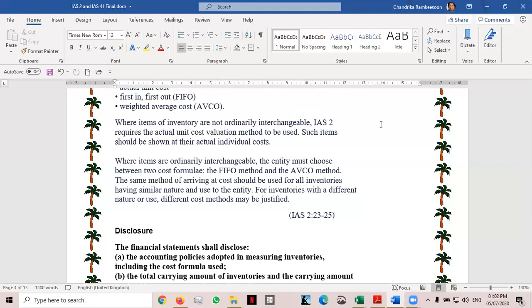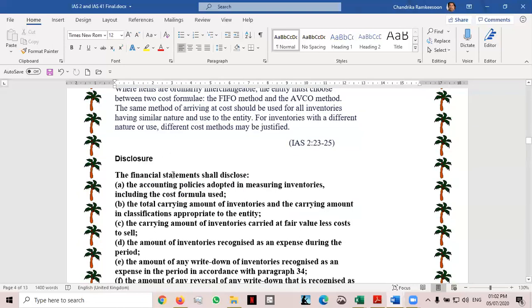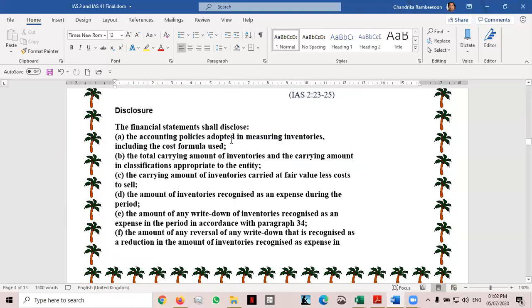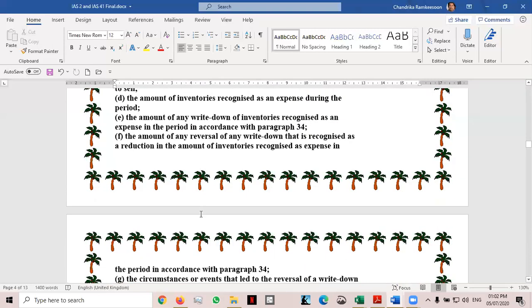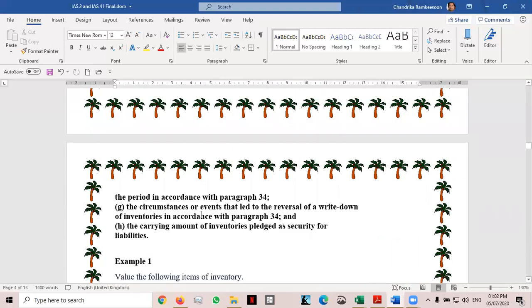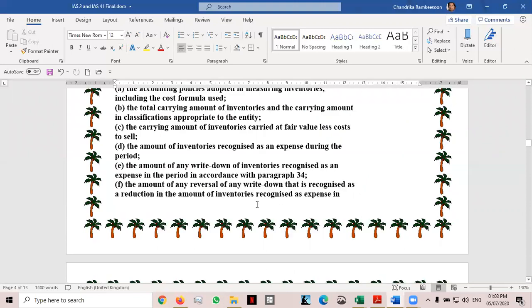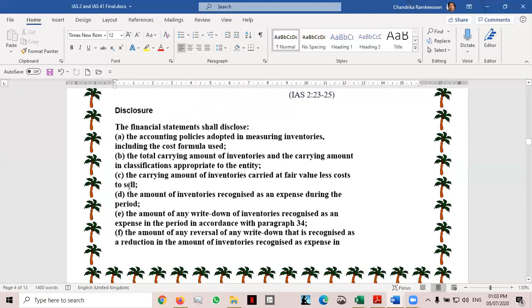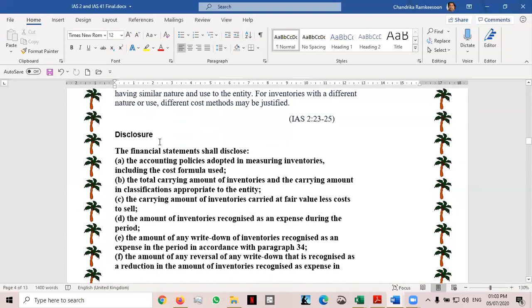Disclosure. The accounting policies adopted, the total carrying amount of inventories, and the carrying amount and the classifications appropriate, carrying amount at fair value, and so on and so forth. Now, whenever you're looking at these standards, the handouts which were given to you, please do not ignore the disclosure requirements because the examiner will test it.